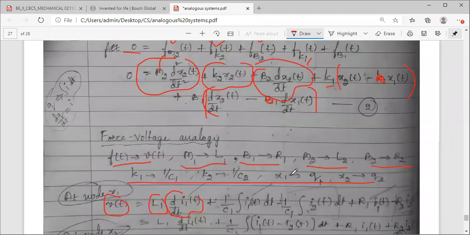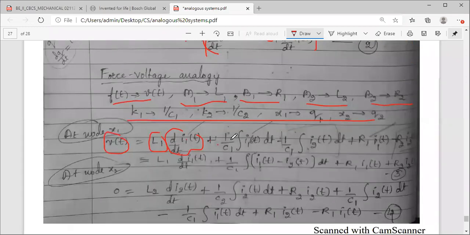Plus what is the second term? K1 and B1. K1 is replaced with 1 by C1. Here I have expanded it, but better you use this: L1 d by dt of I of t plus 1 by C1, there is a common I1 minus I2, plus the third term R1 I1 of t plus R2 I2 of t. One term, two terms, three terms, four terms.